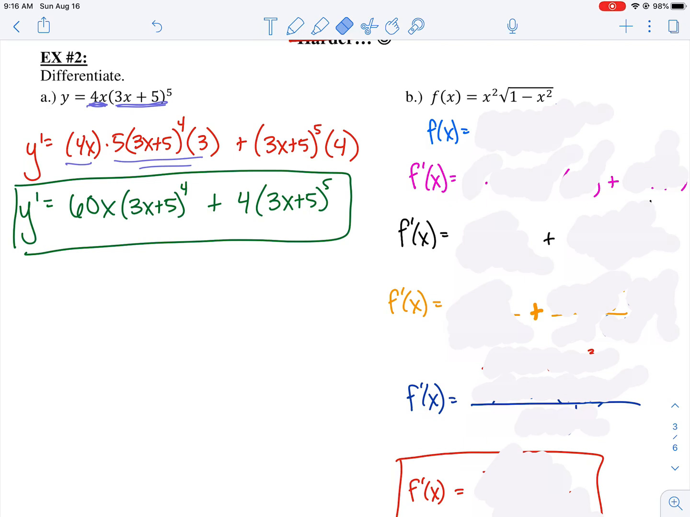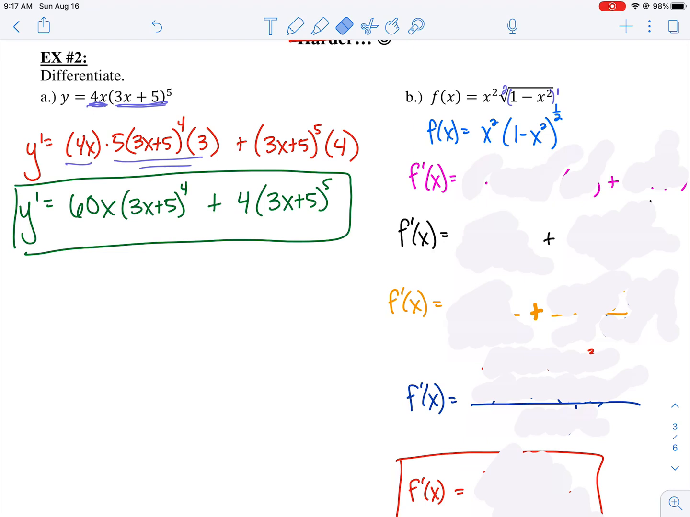Ooh, hopefully some of you noticed that radical, right? And as soon as I see a radical, I know that I'm going to change that into a fractional exponent, a rational exponent, right? If you notice the quantity underneath here, 1 minus x squared, is really raised to the 1st power. My index is a 2, so I can really say that this is x squared times (1 minus x squared) to the 1/2 power.